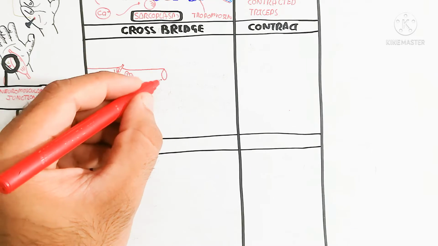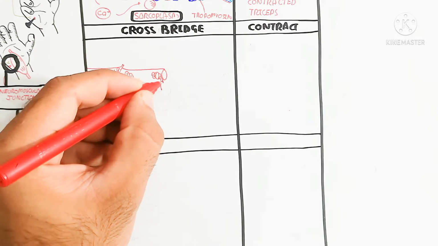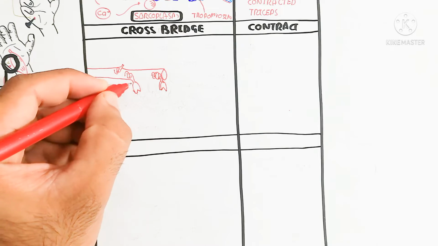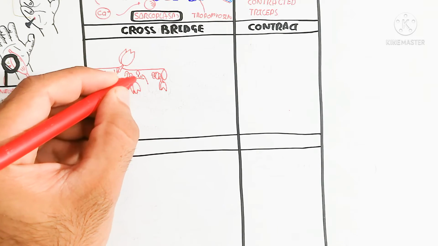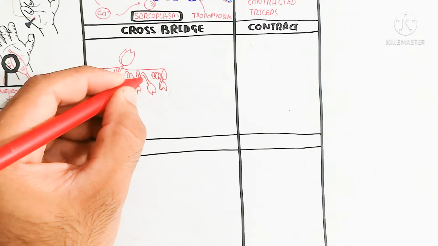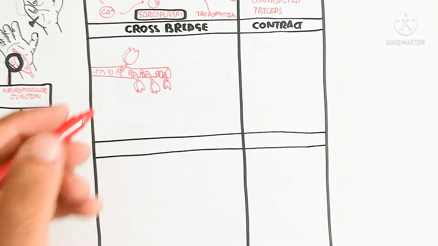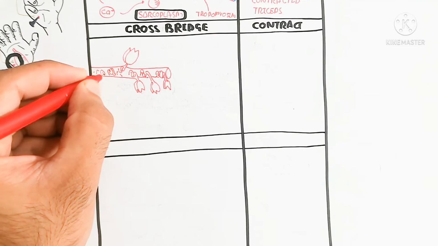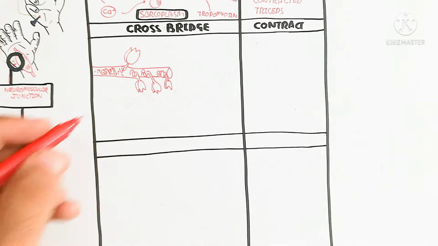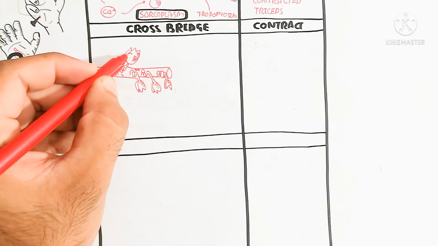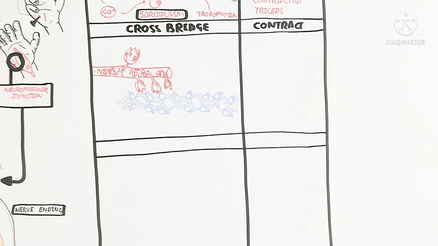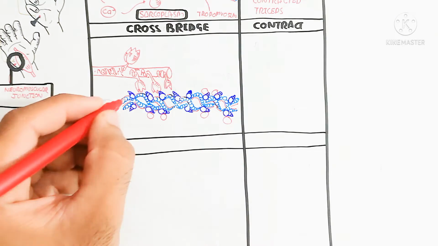This bridge formation is basically the myosin binding. The calcium will attach with the troponin and stimulate the binding of the myosin. After the myosin binds with the actin filament, where the troponin is present, the myosin will bind. After the binding, the muscle contraction occurs. So in this way, the muscle contraction will occur.